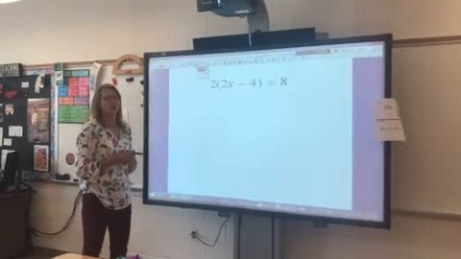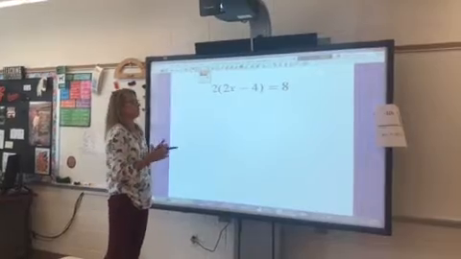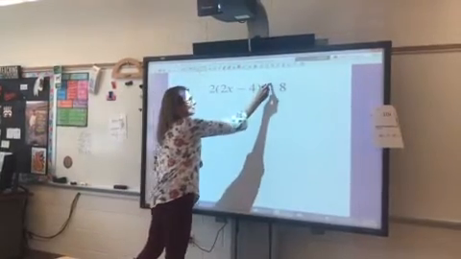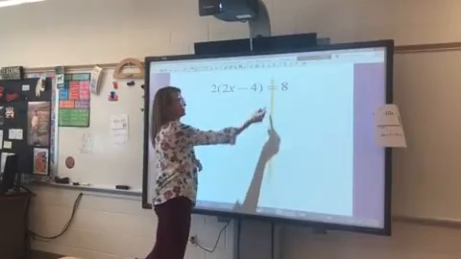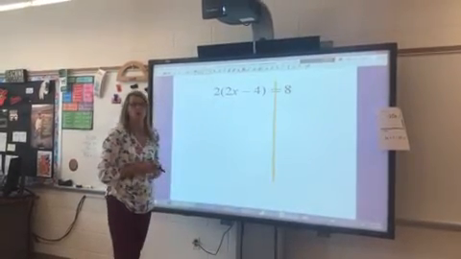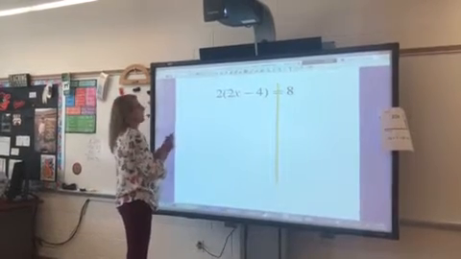So I'm going to show you how to solve an equation algebraically and talk about the properties we use. First of all, when you have an equation, you have to keep both sides equal. So what you do to one side, you're going to have to do to the other side. So I put a line through my equal sign to show the both sides of my equation.